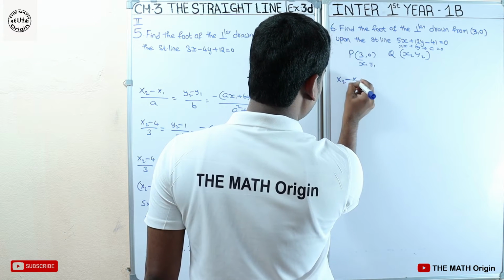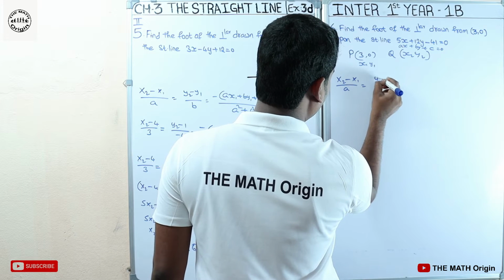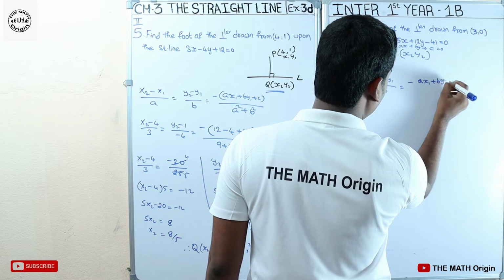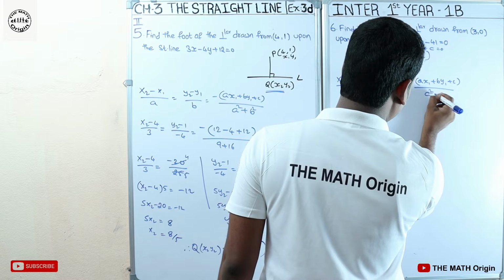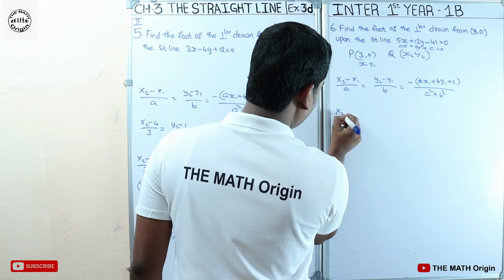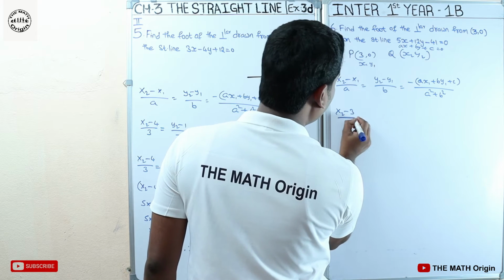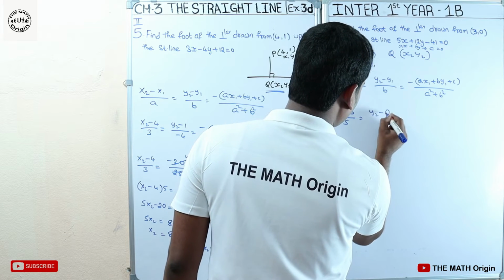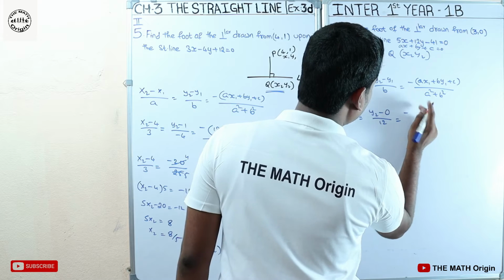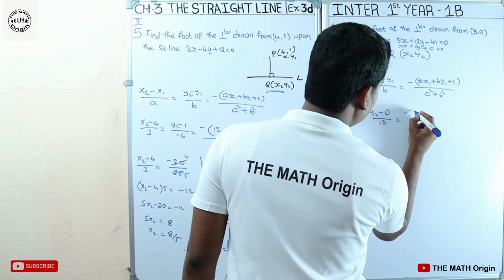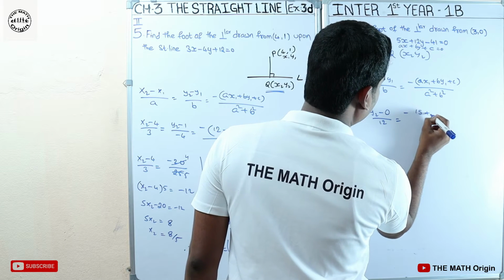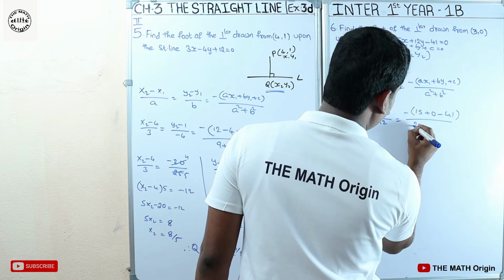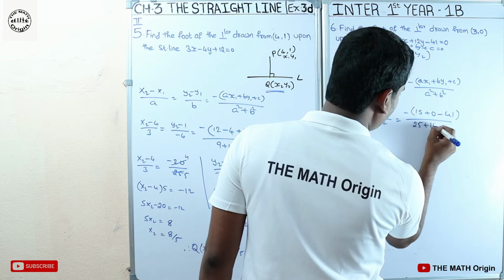సో ఫార్ములా x2 మైనస్ x1 బై a is equals to y2 minus y1 by b is equals to minus ax1 plus by1 plus c by a square plus b square. Okay, so now x2 minus x1 value 3 by a value 5 is equals to y2 minus y1 value 0 by b value 12 is equals to minus ax1, 5 3s are 15, by1 plus 0 plus c minus 41 whole divided by a square plus b square. A square is 25 plus b square is 12 square, 144.